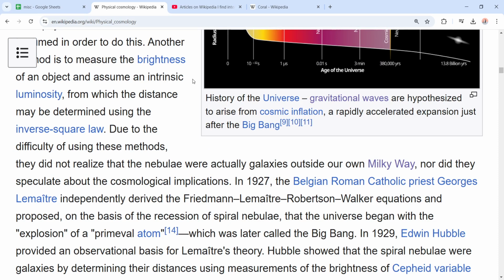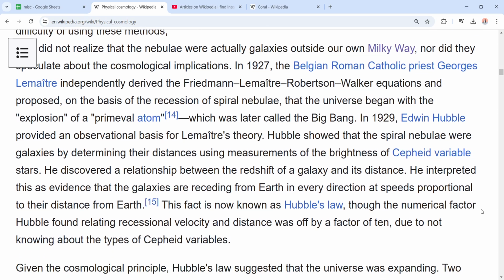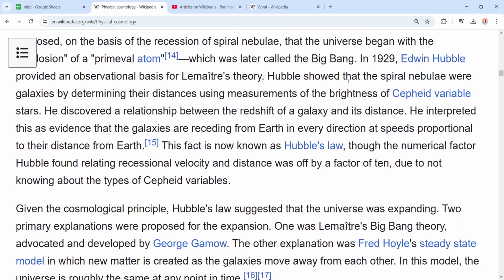Due to the difficulty of using these methods, they did not realize that the nebulae were actually galaxies outside our own Milky Way, nor did they speculate about the cosmological implications. In 1927, the Belgian Roman Catholic priest Georges Lemaitre independently derived the Friedmann-Lemaitre-Robertson-Walker equations and proposed, on the basis of the recession of spiral nebulae, that the universe began with the explosion of a primeval atom, which was later called the Big Bang. In 1929, Edwin Hubble provided an observational basis for Lemaitre's theory.